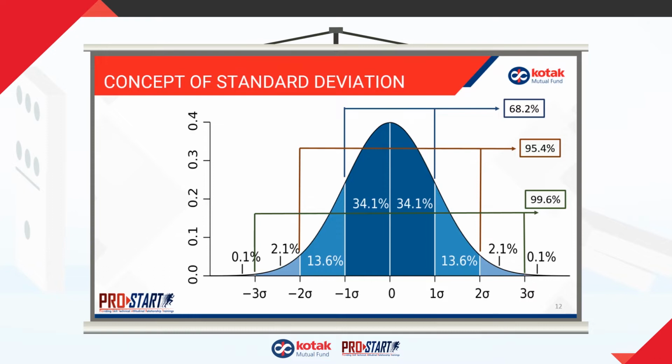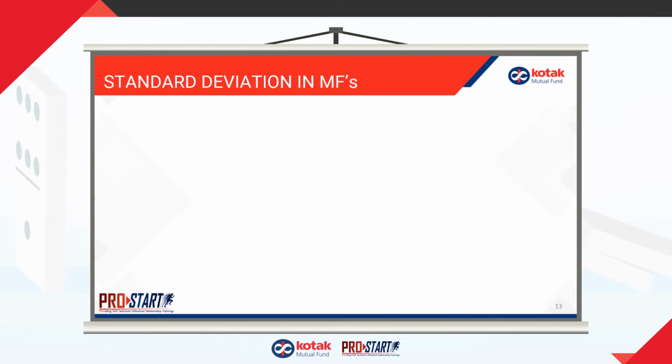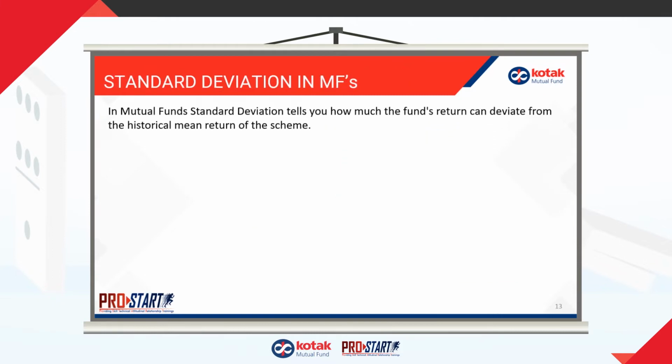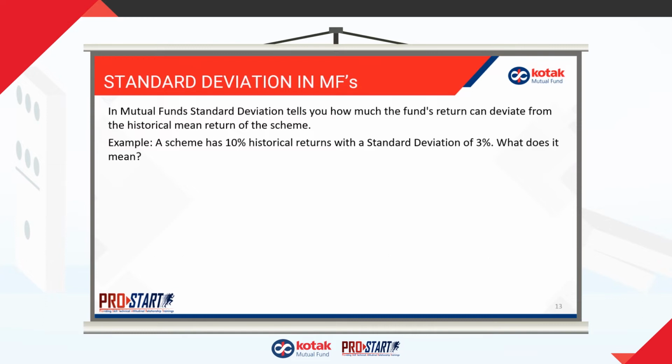Not still clear? Let us understand this better with an example in the next slide. Standard deviation in mutual funds. In mutual funds, standard deviation tells us how much the mutual fund scheme returns can deviate from its historical mean return. Let us take a small example here. You have a mutual fund scheme with 10% historical average returns and 3% standard deviation. What does an investor understand from this data?